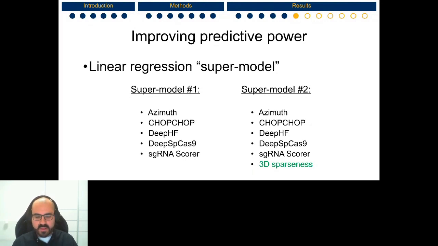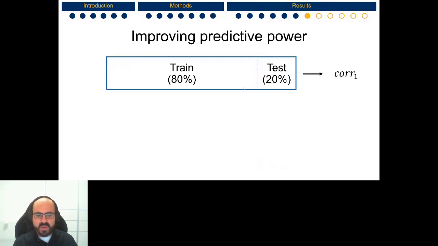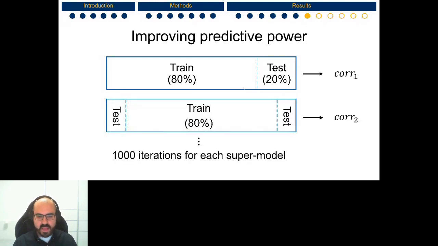To do that, we conducted a process which is similar to bootstrapping. We took a random 80% of the CRISPR efficiency data, which we talked about earlier, and trained both of the supermodels on it. And then we tested them on the remaining 20% of the data set. And so we acquired a correlation between the measured and predicted efficiency. We actually acquired two correlations, one with and one without the 3D feature. We repeated this process 1,000 times, each time taking a random 80% training set and testing on the remaining 20%. And so what we acquired in the end are 2 distributions: the correlations of the model with the 3D, and a distribution of 1,000 correlations for the model without the 3D.